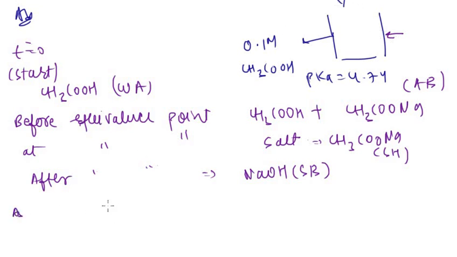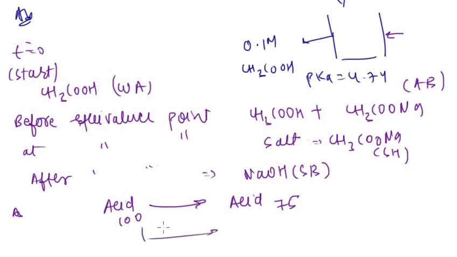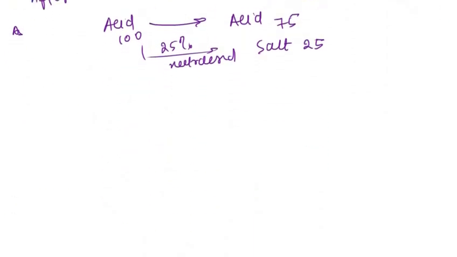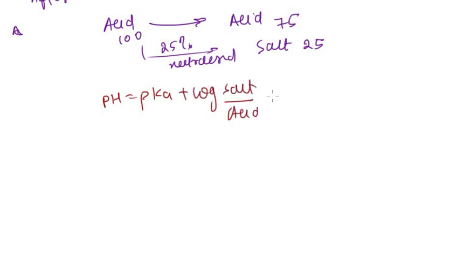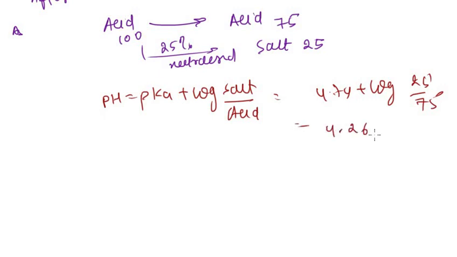Now let's say we have initially acid which is 100 mole, and now it has been 25% neutralized or reacted. So it is 75% acid and 25% neutralized, so we actually have salt which is 25%. Now we can calculate the pH. pH equals pKa plus log salt upon acid. Now pKa is 4.74 plus log salt is 25, acid is 75. So it is 4.26.